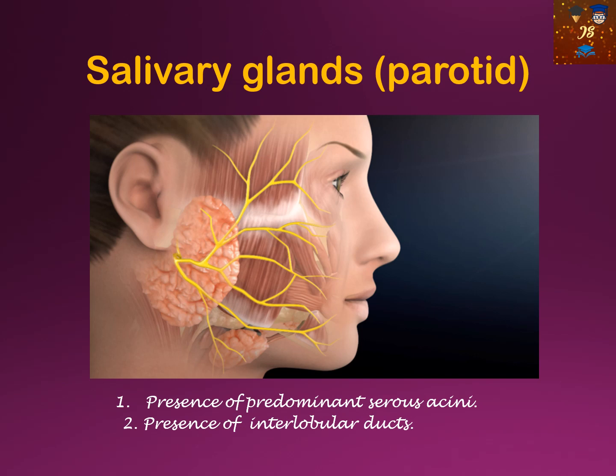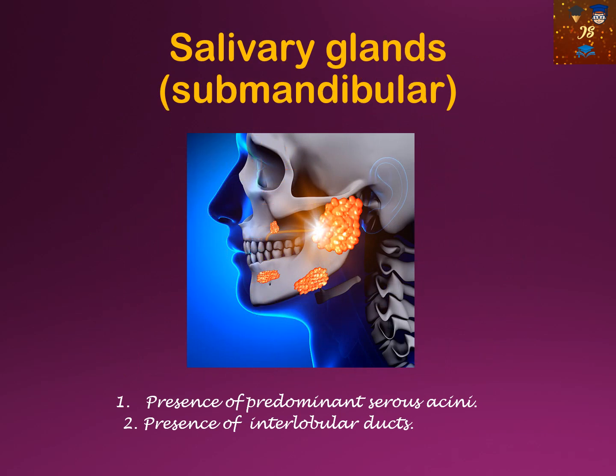Now after the parotid gland comes the submandibular gland. Submandibular means just below the mandible. This is the mandible and submandibular. So this is the submandibular gland. This is the parotid gland and this is the submandibular gland. Just like the parotid, we will see abundant serous acini and interlobular ducts here.